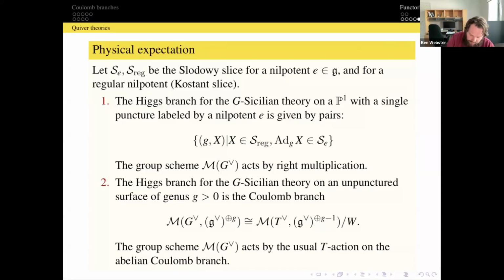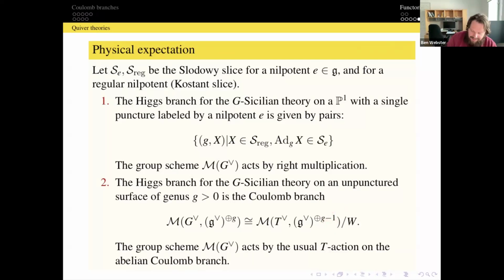There's also a description for what you get for an unpunctured surface of genus g, which generalizes this quiver having a bunch of loops at a point, where you use little g copies of the Lie algebra G check as your representation. And Amihai pointed out to me at some point, I can think of this as doing an abelian Coulomb branch and then modding out by the Weil group, and passing to the abelian guy, I have to insert a -1.